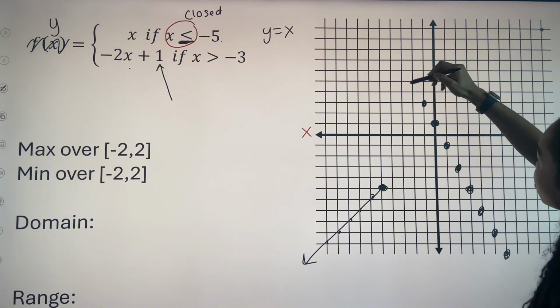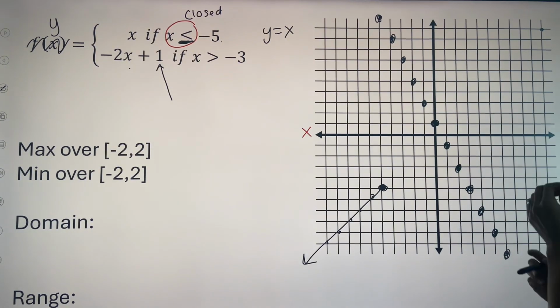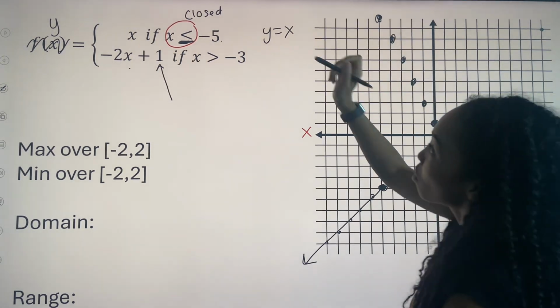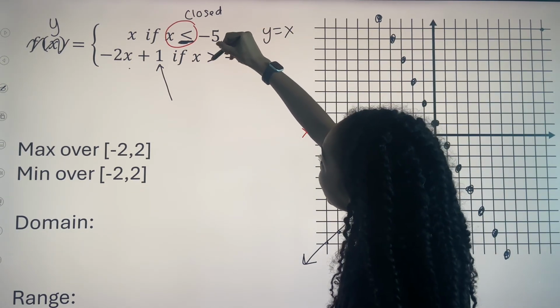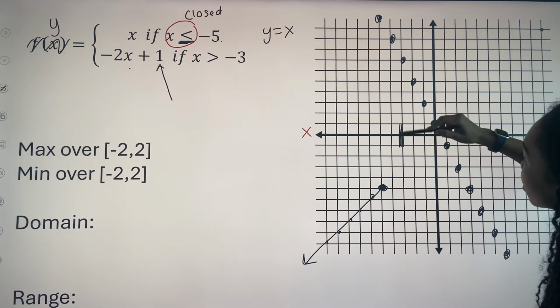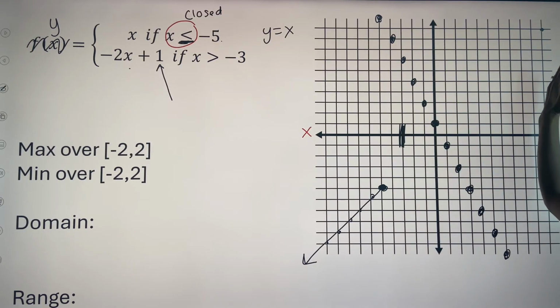And this direction. Okay, so that is our line. Now, we only want the part of the line for x values that are greater than negative 3. Negative 3 is right here. I want the part of the line that's greater than negative 3.